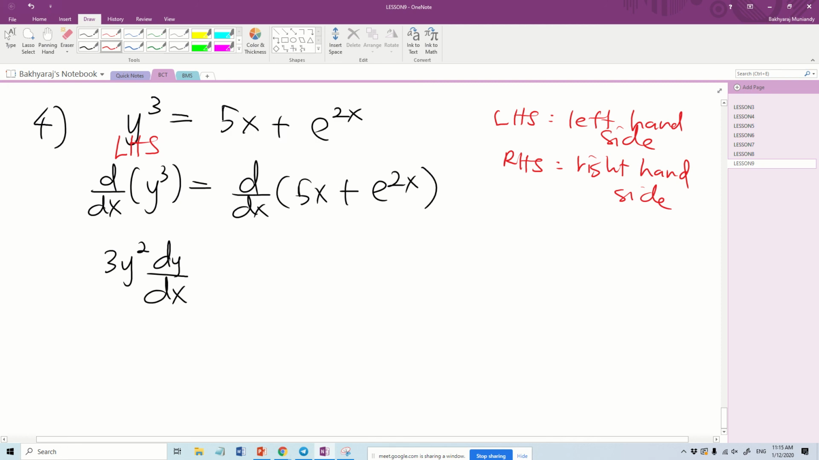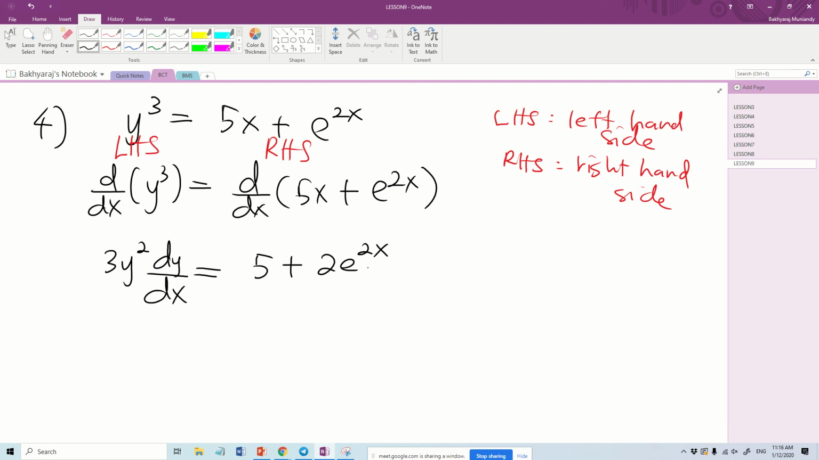Okay, so your left hand side you get 3y square dy dx, and your right hand side, now we're going to differentiate this. So when you differentiate 5x you get what? Yeah, correct. You get 5 plus 2 exponent 2x. Very good.